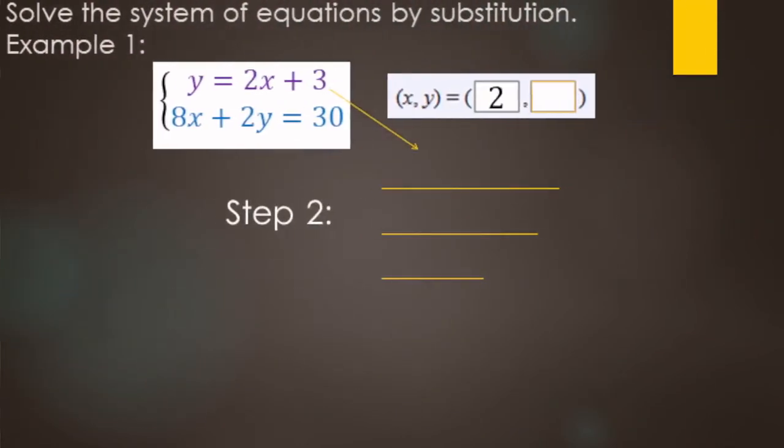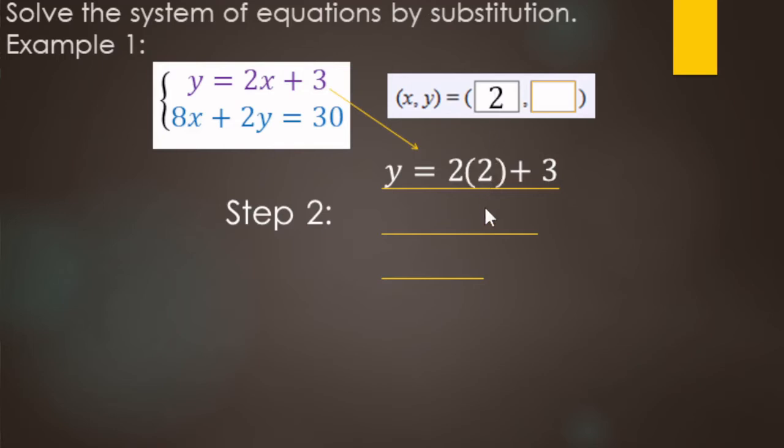Now we need to find the y. So we can use either equation. Normally we want to use the one that says y equals if we're looking for a y. If we're looking for an x, we'll find the equation that says x equals. So here we go, we've got y equals 2x plus 3.